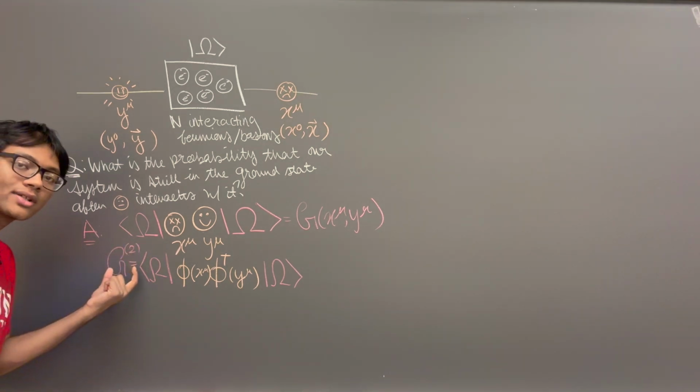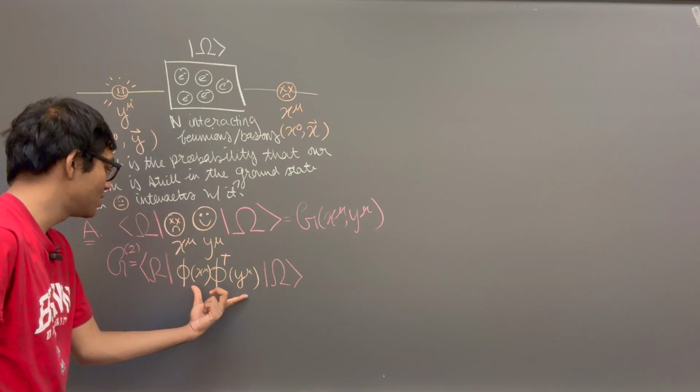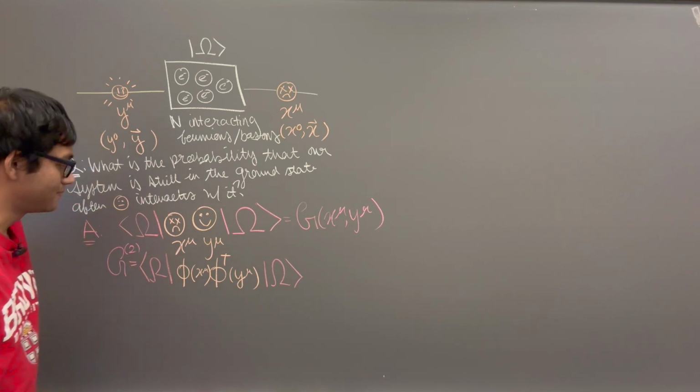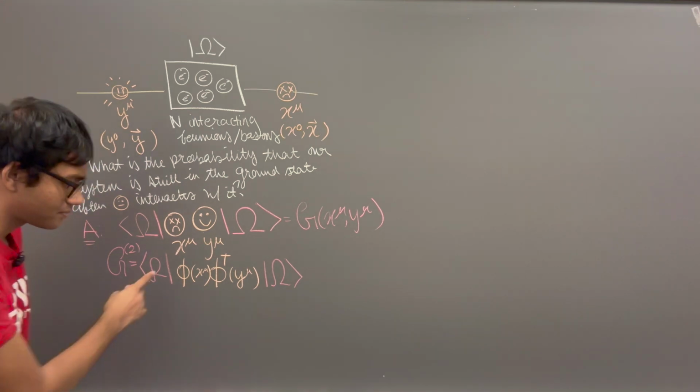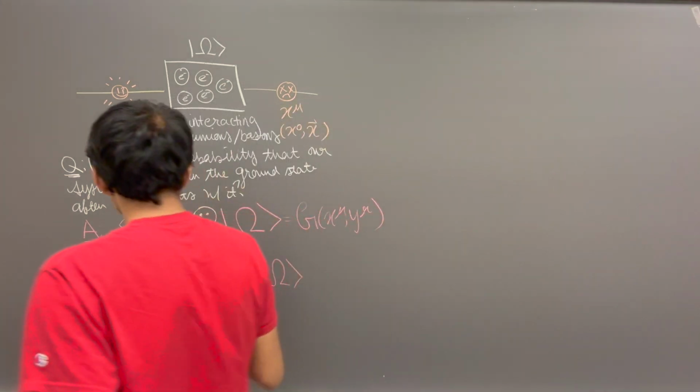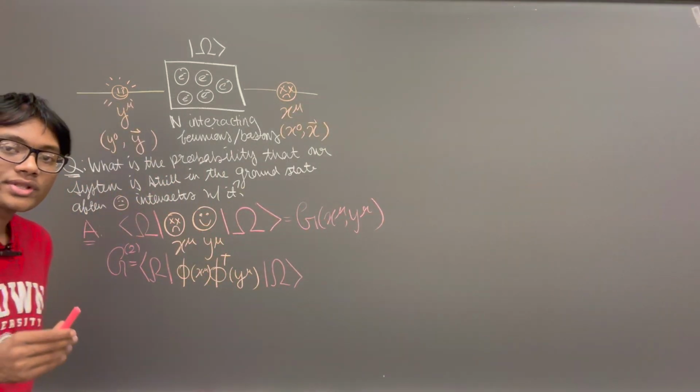This is called the two-point Green's function because there are two scalar fields that are creating and annihilating our particle here. Okay, so now let me ensure that this is okay. So now the next thing we're going to do is enforce causality.